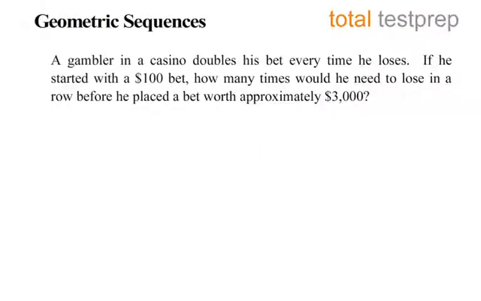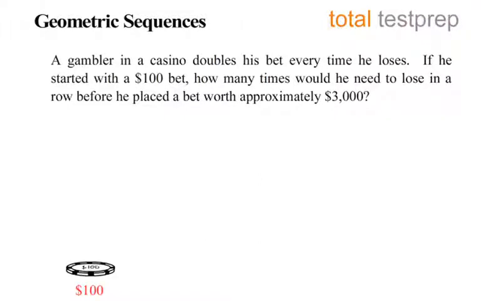Or for example, suppose that a gambler in a casino doubles his bet every time he loses. If he started with a $100 bet, how many times would he need to lose in a row before he placed a bet worth approximately $3,000? So if you're doubling down every time you lose.